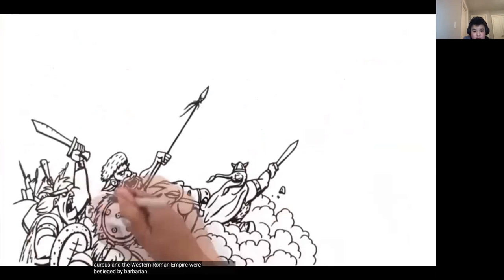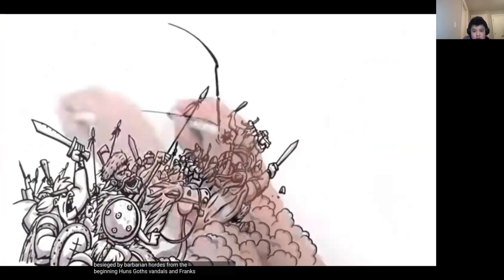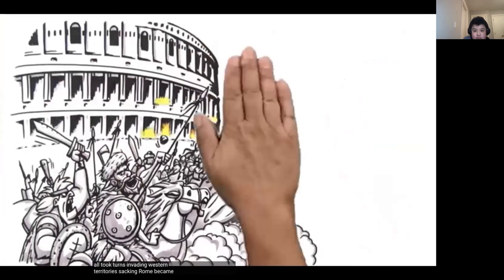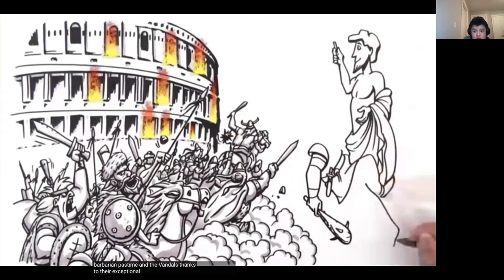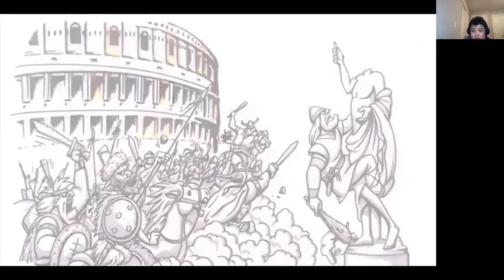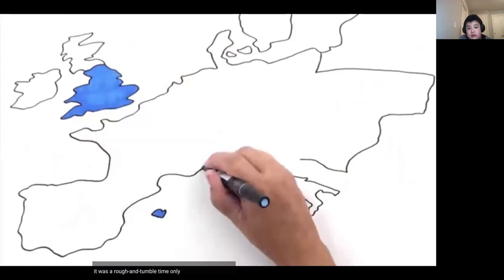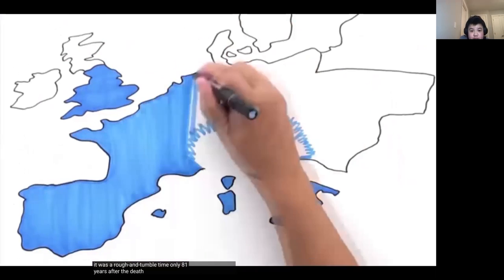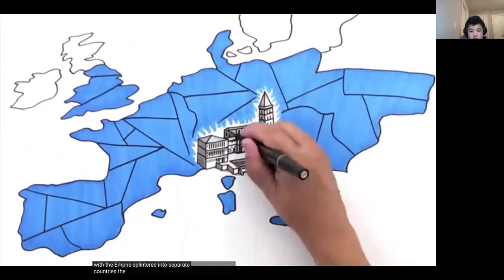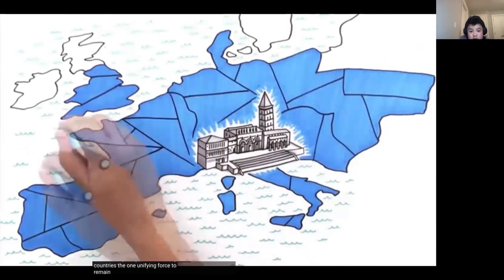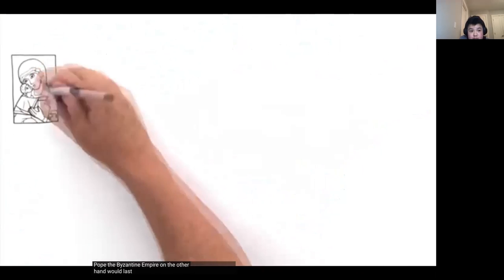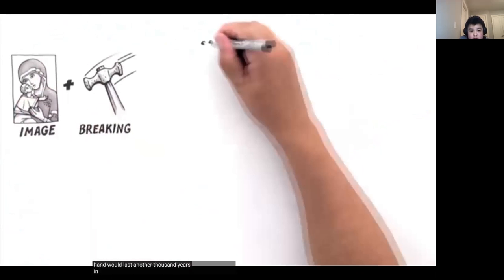Honorius and the Western Roman Empire were besieged by barbarian hordes from the beginning. Huns, Goths, Vandals, and Franks all took turns invading Western territories. Sacking Rome became a barbarian pastime, and the Vandals, thanks to their exceptional knack for destruction and violence, gave us the word vandalism. Ow! I hate when that happens! It was a rough and tumble time. Only 81 years after the death of Theodosius, the Western Roman Empire ceased to exist. With the empire splintered into separate countries, the one unifying force to remain was the Catholic Church and the Pope. The Byzantine Empire, on the other hand, would last another 1,000 years.